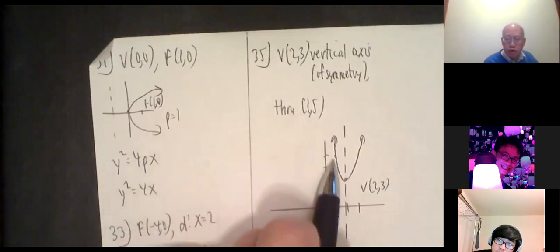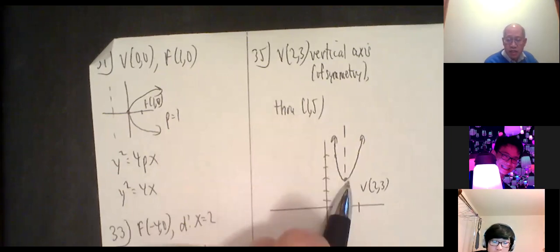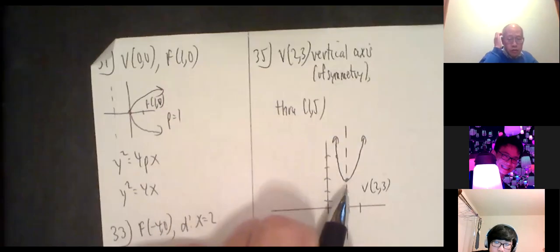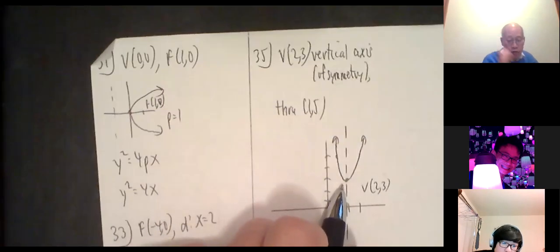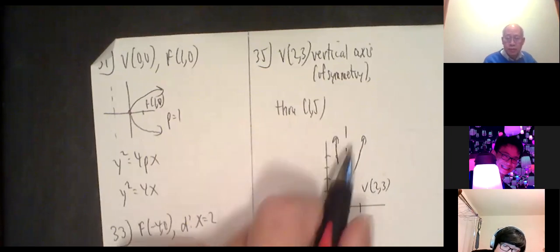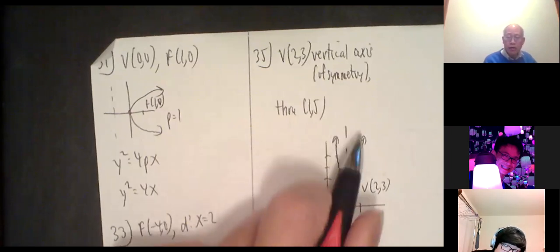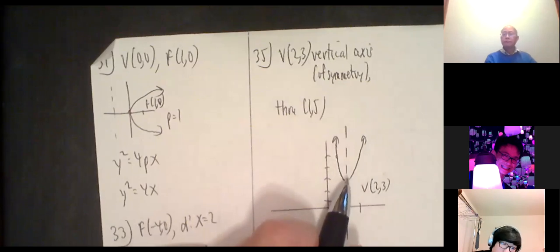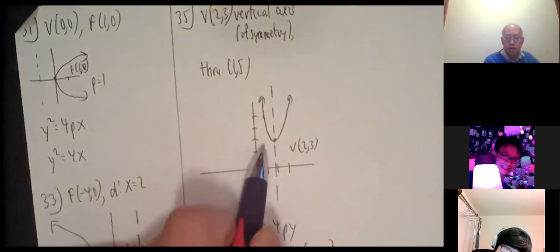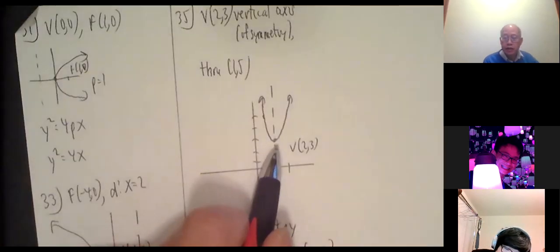So if it goes through 1, 5, like that, it touches here, that's the vertex. Now I know it has to open up. Okay, so the vertex is here. That's either the highest or lowest point. So it might go down with a vertical axis of symmetry, but if it goes through 1, 5, now I know it has to go up. So it's going to be x squared equals 4py, one of these versions. And then we know it's a shift 2 to the right and 3 up.